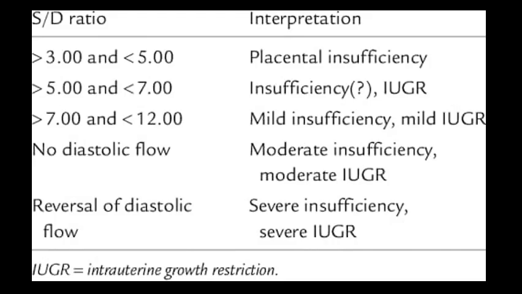If the SD ratio is between 3 to 5, there is placental insufficiency. If it is between 5 to 7, there is insufficiency and IUGR. If between 7 to 12, there is mild insufficiency and mild IUGR. If there is no diastolic flow, there is moderate insufficiency and moderate IUGR. If there is reversal of diastolic flow, there is severe insufficiency and severe IUGR.